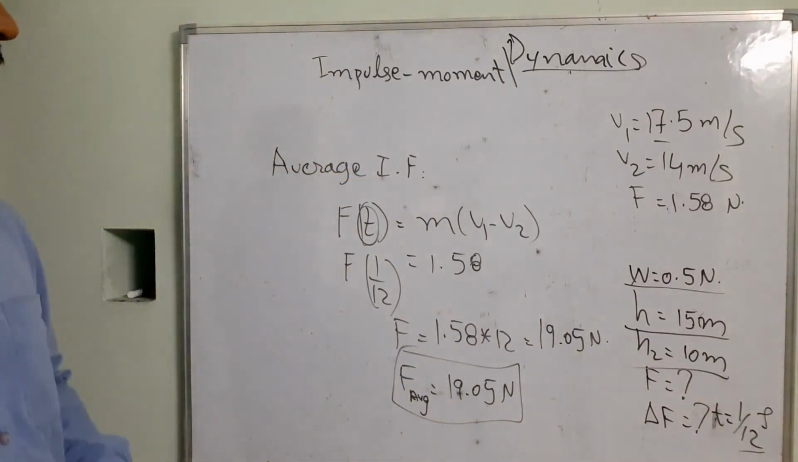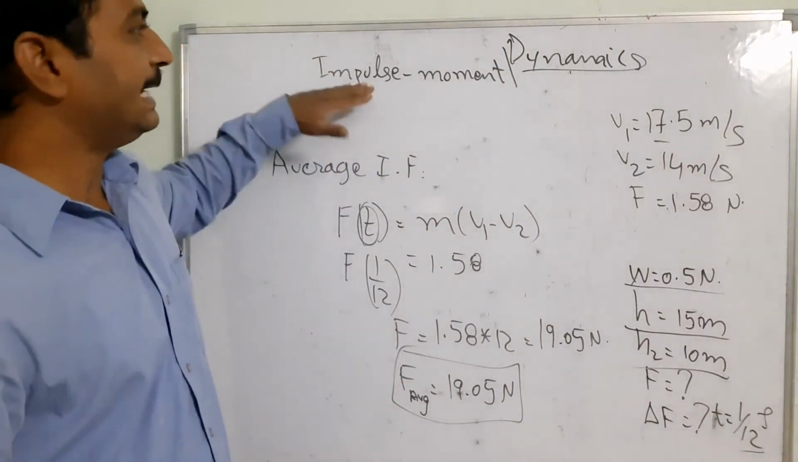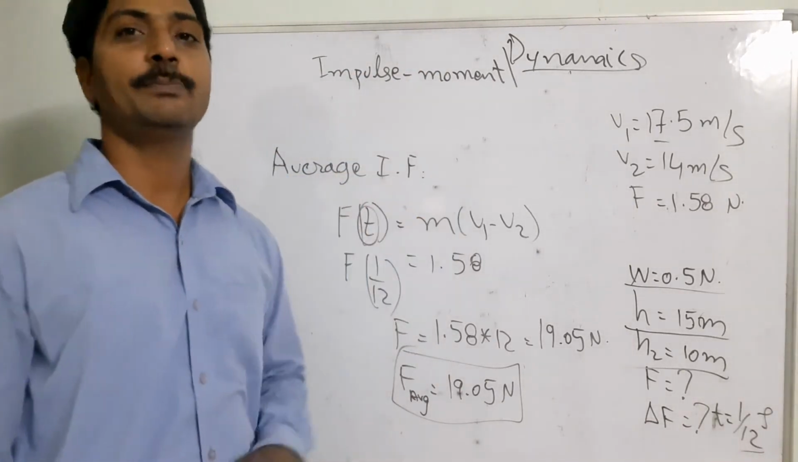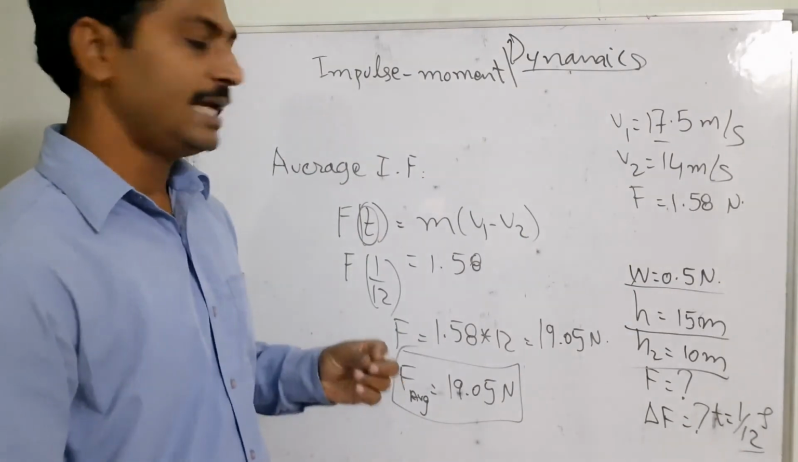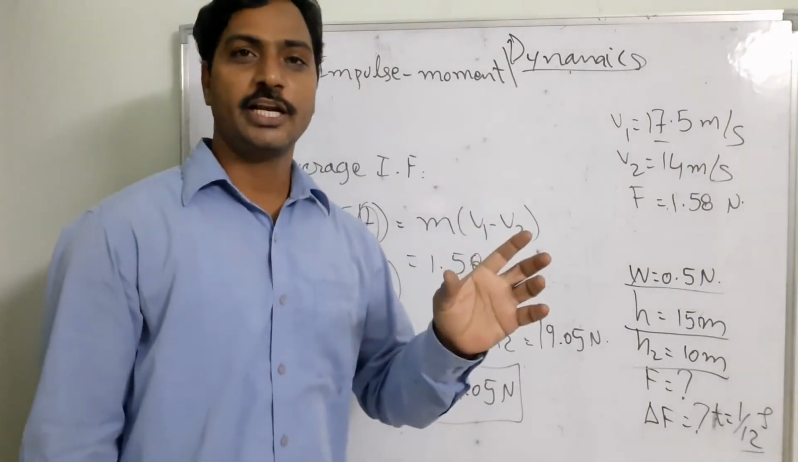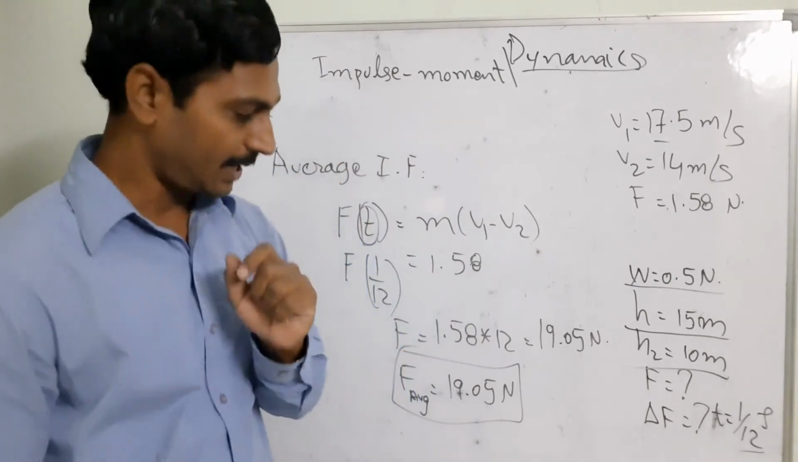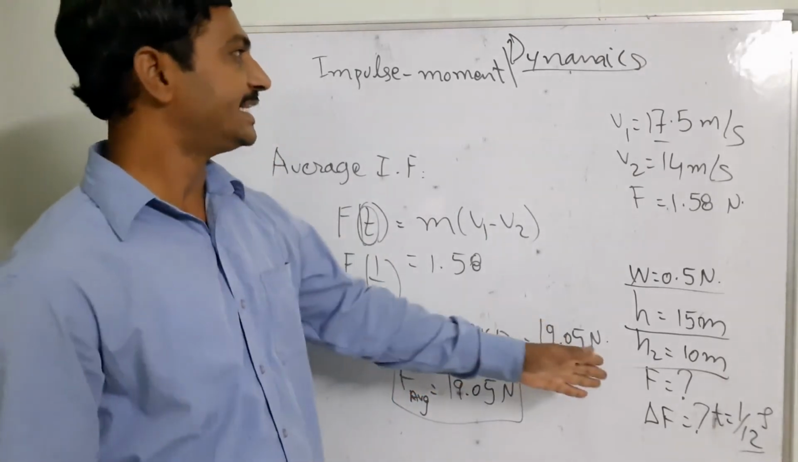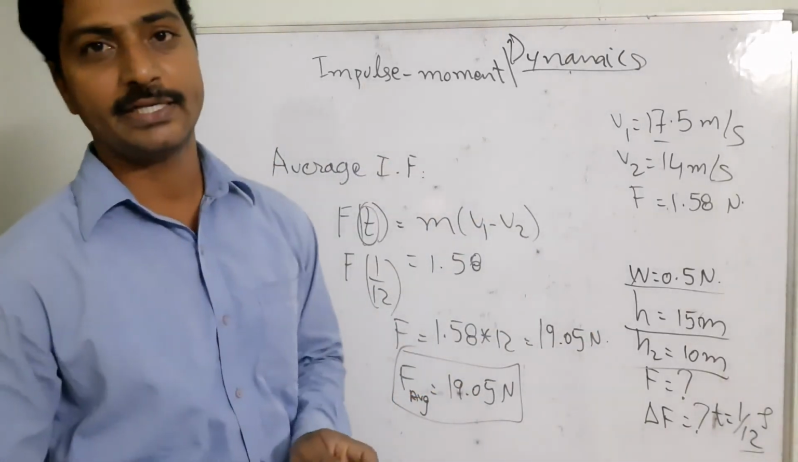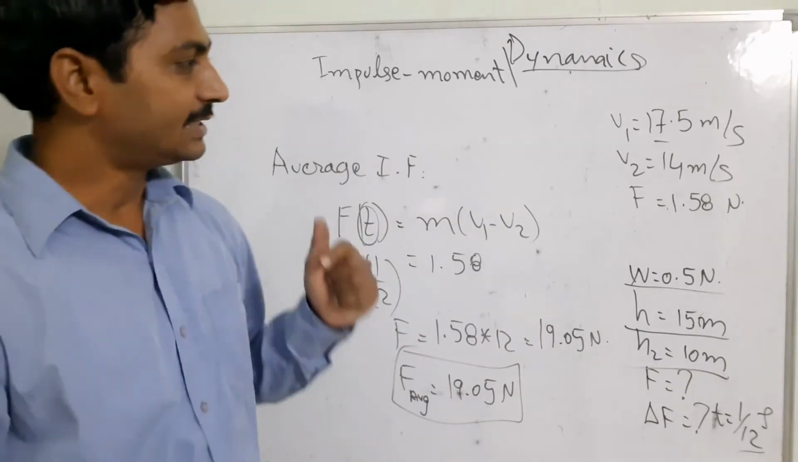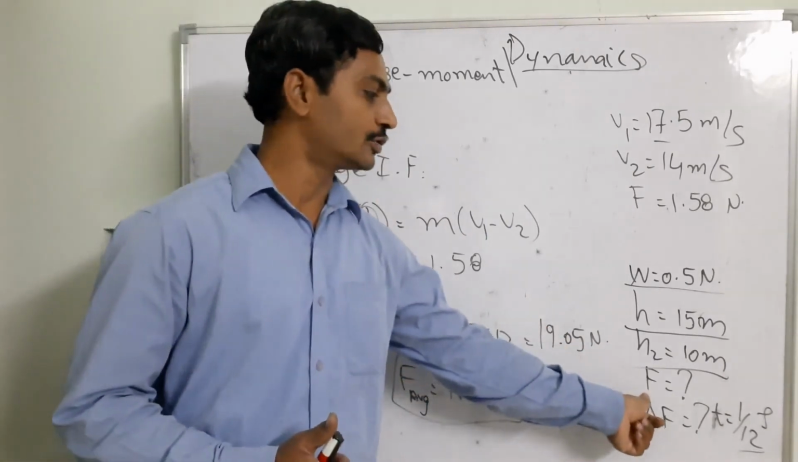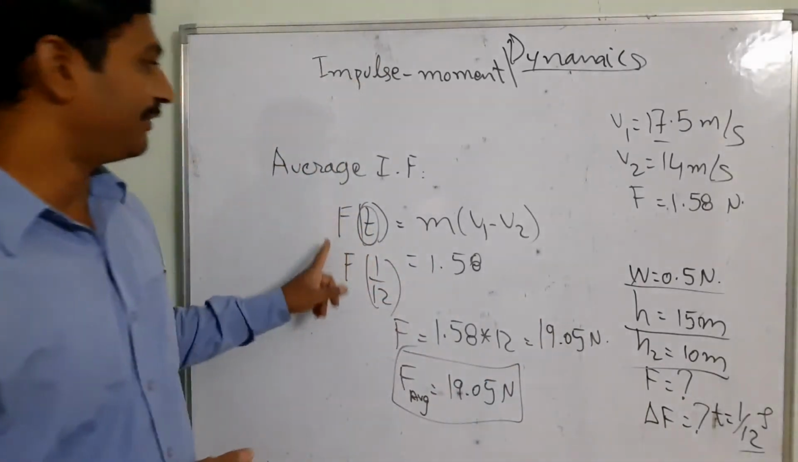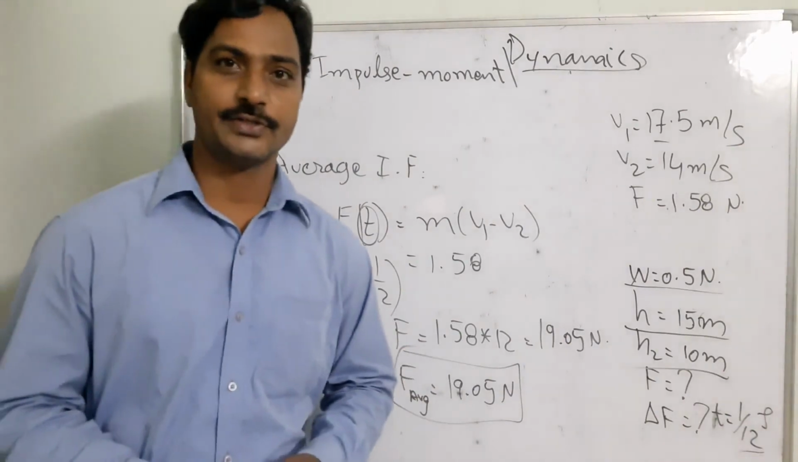So this way we are able to solve the problem by using the impulse as well as the moment. In this we have calculated the velocity by using the principle of energy conservation, because energy can neither be created nor destroyed. The potential energy is equal to the kinetic energy of that particle. Then we calculated V1 and V2. Then we substituted in the impulse and moment equation. Once we calculated the velocity and the impulsive force, we calculated the average force using this equation. I hope you are able to understand. Thank you.